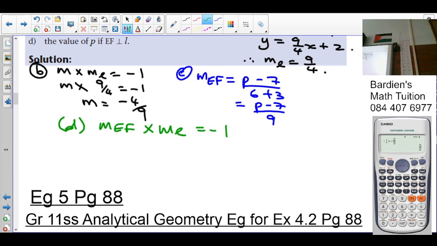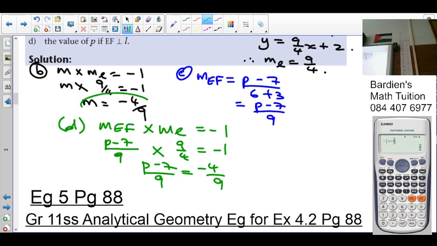So what's the gradient of EF? P minus 7 over 9 times the gradient of L, which is 9 over 4, is equal to negative 1. You all agree with that? I divide both sides by 9 over 4, it's going to be P minus 7 over 9 is equal to negative 4 over 9. Or you could have gone straight and said P minus 7 over 9 is equal to negative 4 over 9, because we have calculated it in one of our previous questions anyway.